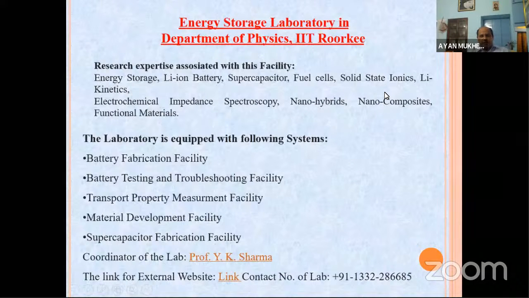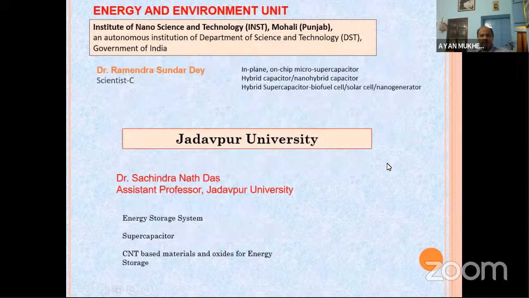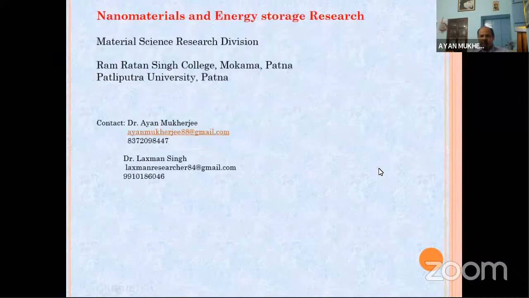There are several research labs in India that are working in this field. Few of them are IIT Roorkee Department of Physics, IIT Indore, Department of Chemistry from IISER Bhopal, Jadavpur University, INST in Mohali. You can all contact them for this work.